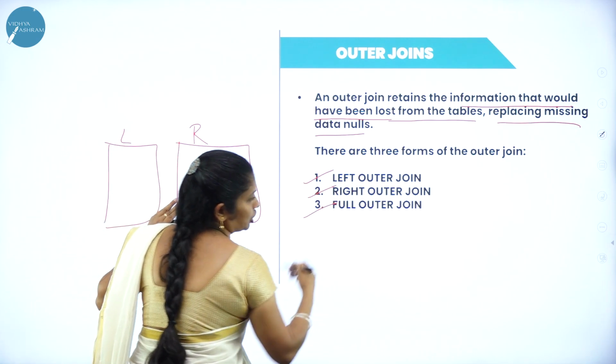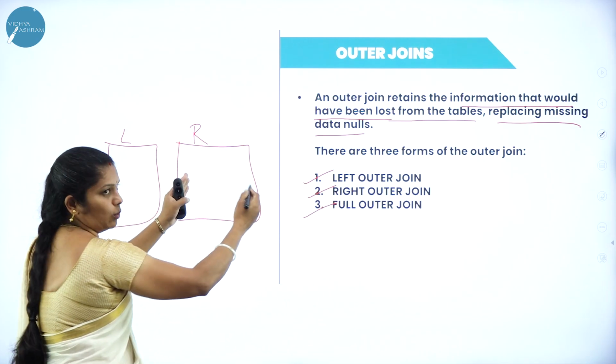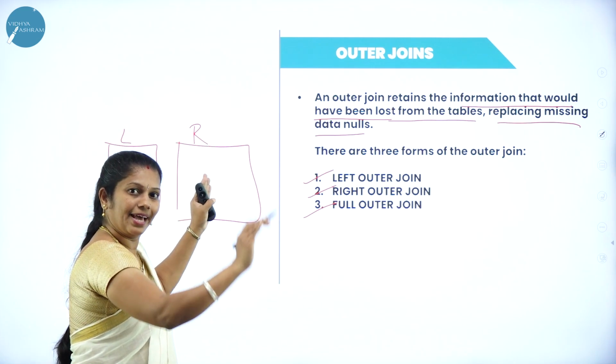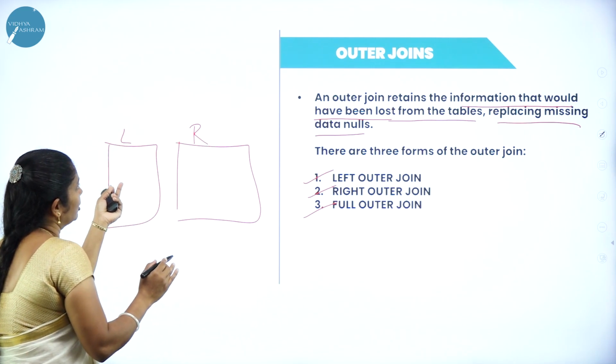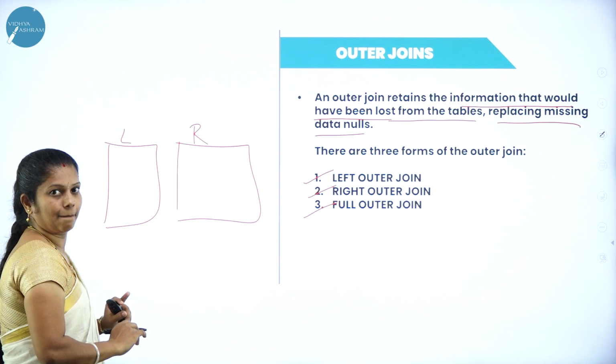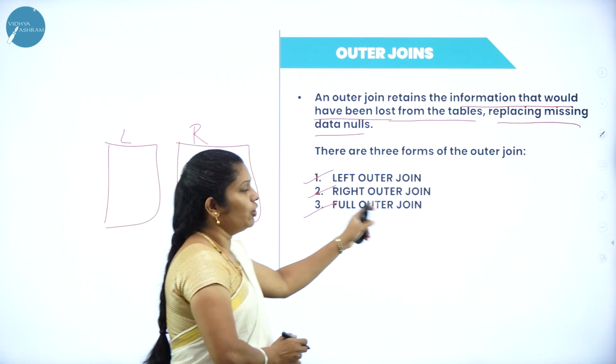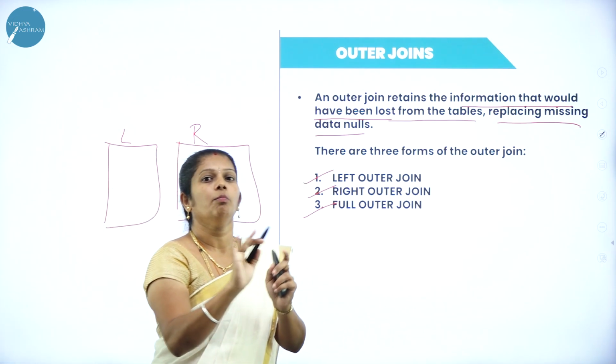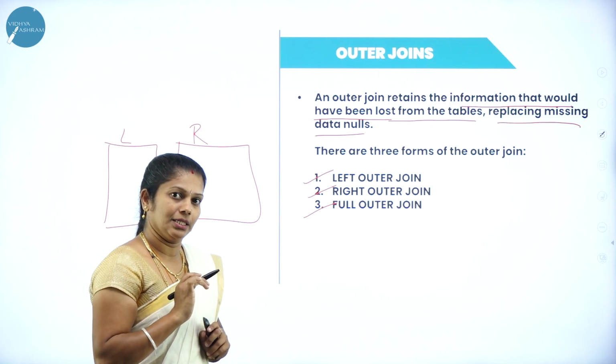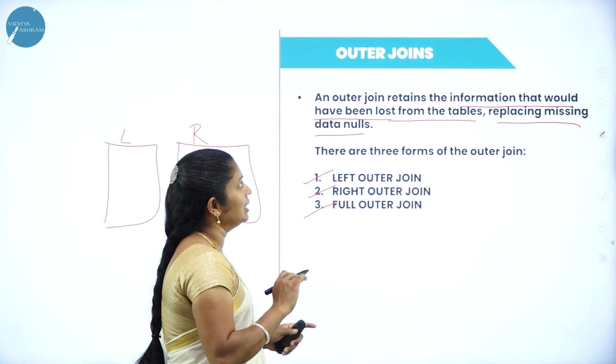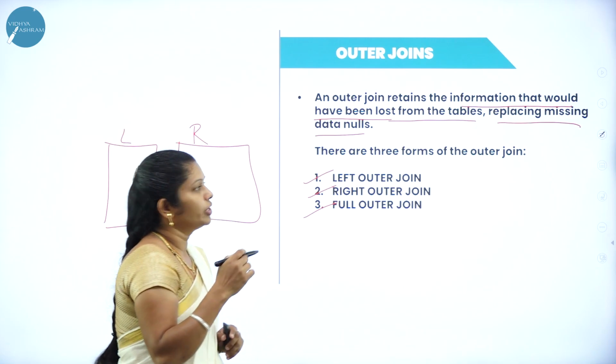Whereas in right outer join, the right side table's content is kept as it is, and it will only take the common thing from the left table. But when you come to full outer join, both the tables will merge and give the answer. These are the major concepts on outer join.